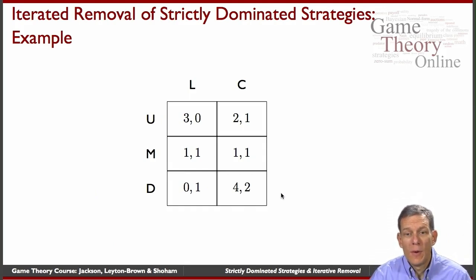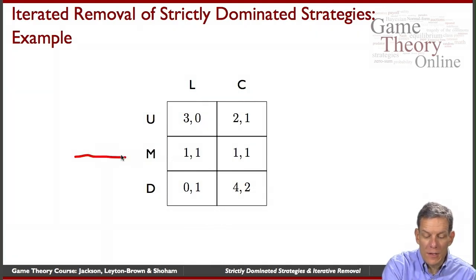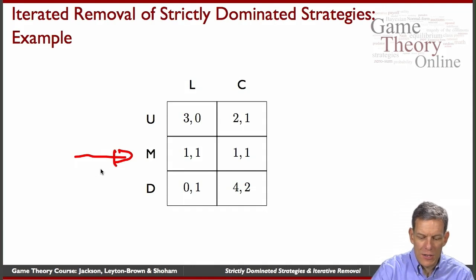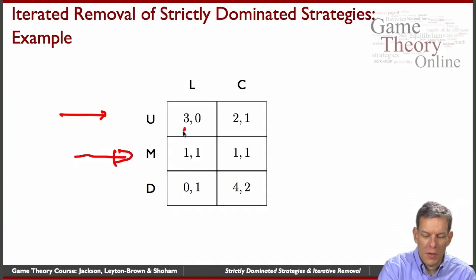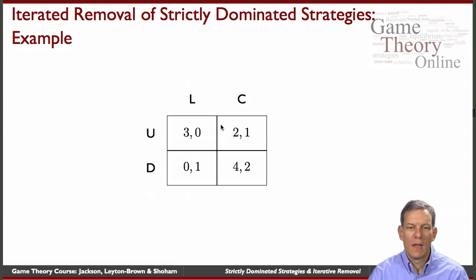Okay, so let's iterate on that logic. Now there's no strict domination any longer for the column player, because the column player is actually indifferent between left and center if the other player plays middle. But one thing we do notice here is that the middle strategy of the row player is now dominated, right? So the middle strategy does strictly worse than the up strategy for the row player. So 3 is better than 1, 2 is better than 1. No matter what happens, you're better off playing up than middle. So M is strictly dominated by U. In this case, we can get rid of M altogether. That collapsed the game further.